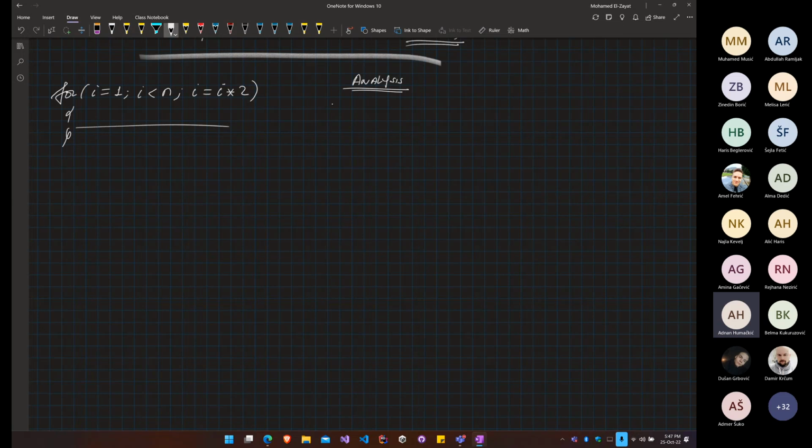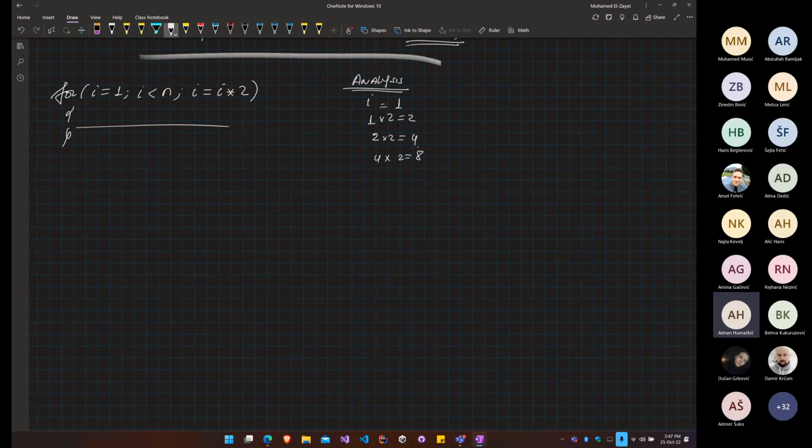Okay. So at the beginning, i is going to equal 1, right? So that's what's going to happen at the beginning, at least in the first loop. And then in the next loop, you're going to have 1 times 2, which is going to equal 2, right? And then you're going to have 2 times 2 equals 4. And then you have 4 times 2 is going to equal 8.